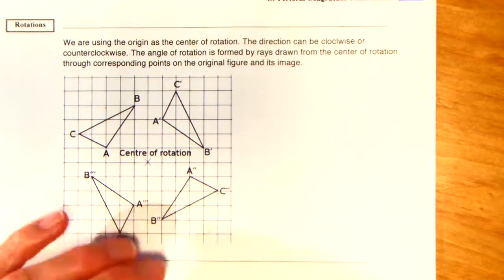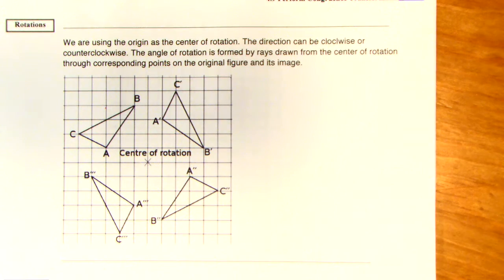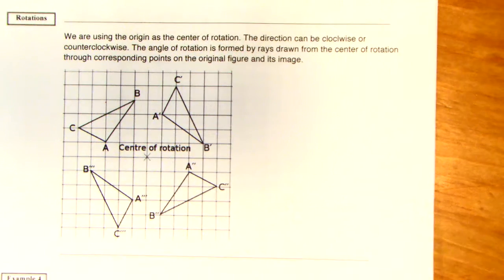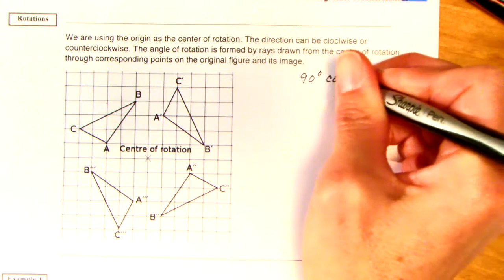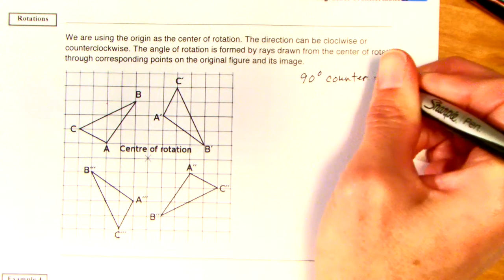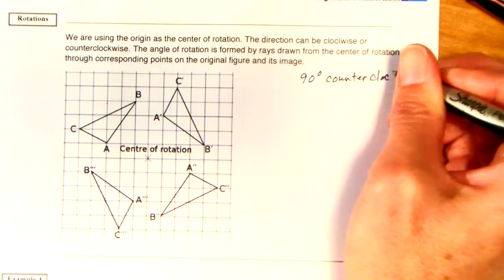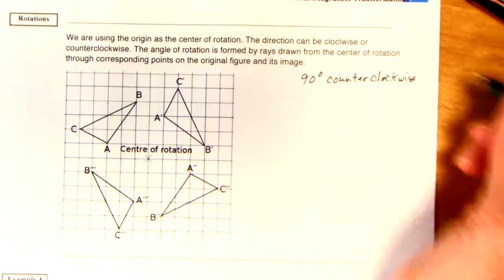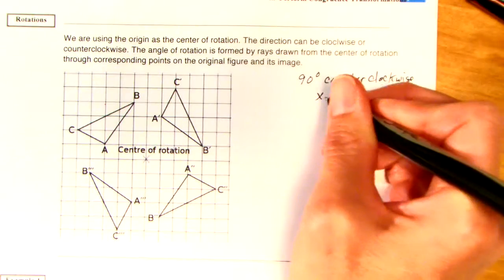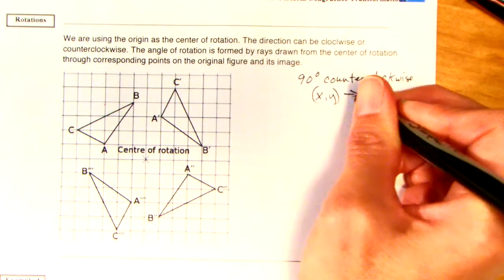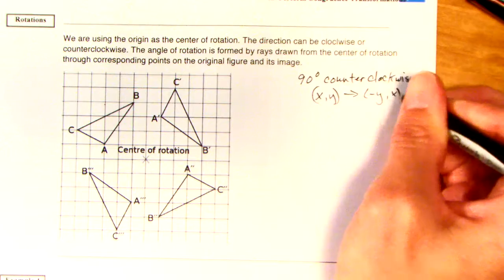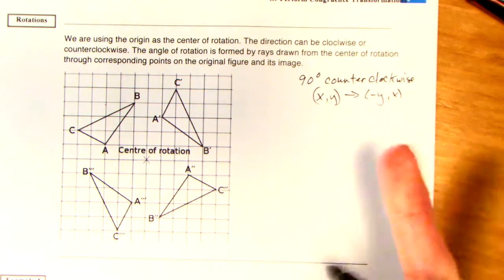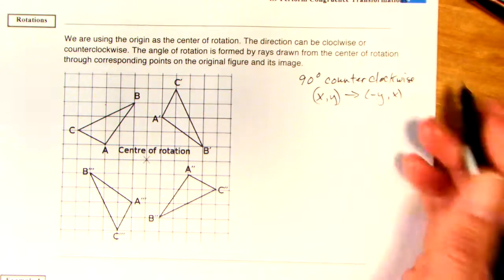Rotations. I like rotations, and I'm going to put some rules of rotations here. I originally put them on my back page, but I'm going to put them right here. When you are going 90 degrees counterclockwise, the rule is going to be negative y, x. So you're going to flip them around: you switch the x and y, and then change the sign of the y value.